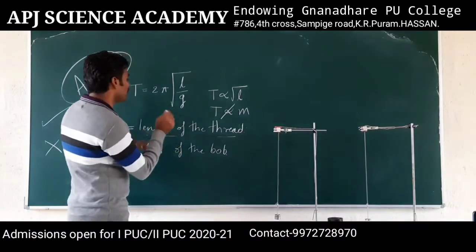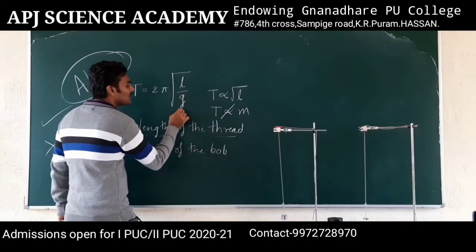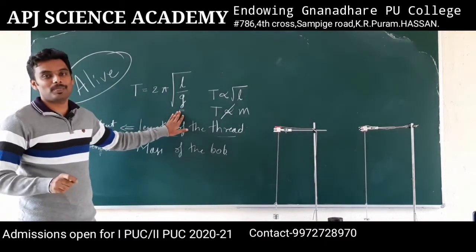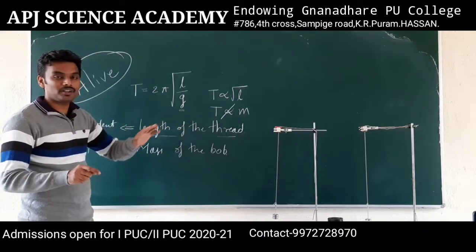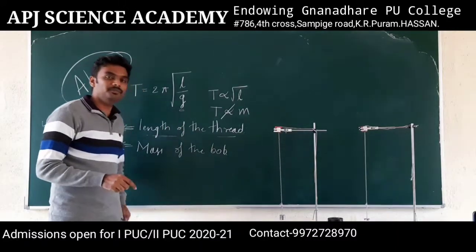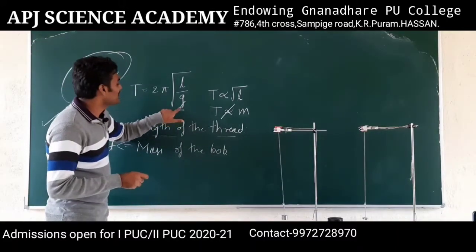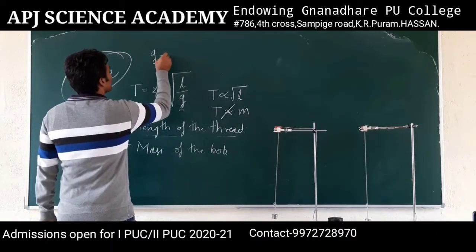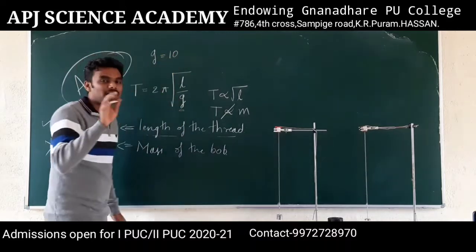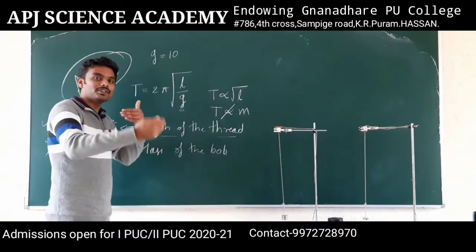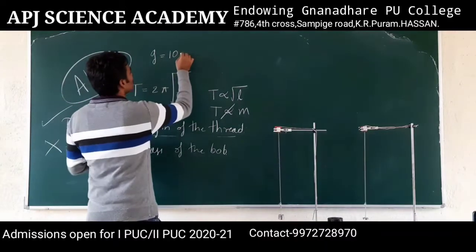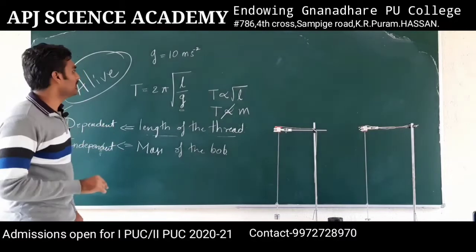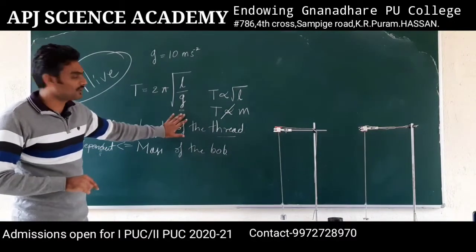Okay, so before going to the quantitative analysis, I just want to give you the value of g. What is this g? G is the acceleration due to gravity value. Okay, so g is equal to 9.8 meter per second squared, but you can round it off and take it as closely equal to 10 meter per second squared. But the actual value is 9.8 meter per second squared, g, acceleration due to gravity.